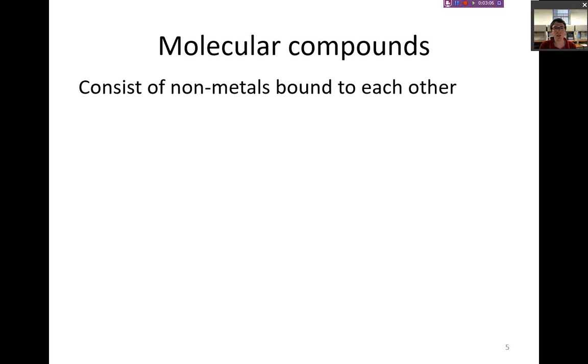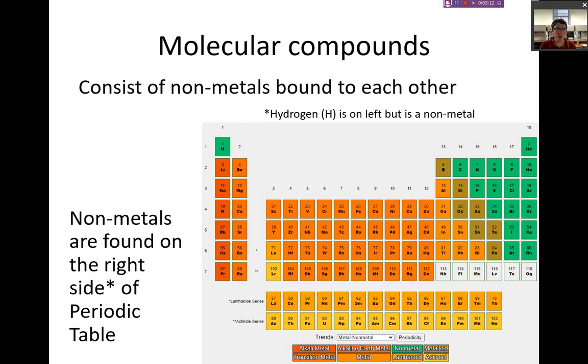Molecular compounds consist of nonmetals that are bound to each other. So remember, when we talked about nonmetals, we described how they are found mostly on the right side of the periodic table. Hydrogen is an exception to that. It's often written on the left side of the periodic table, but it behaves as a nonmetal. And that's because it has a very high ionization energy. So when you have groups of nonmetals together, those form molecular compounds. And going back to the examples that we saw, we had water, we had methane, we had ammonia. You can have other types of molecules as well.